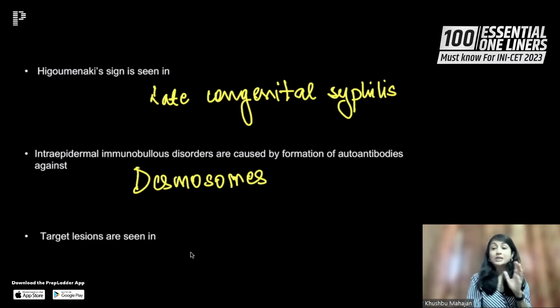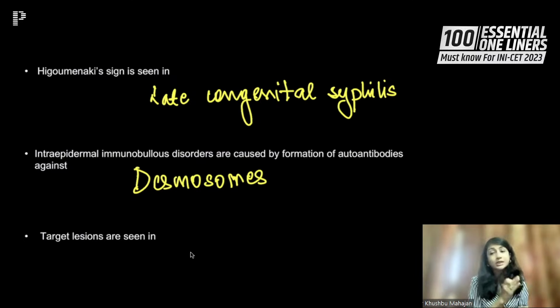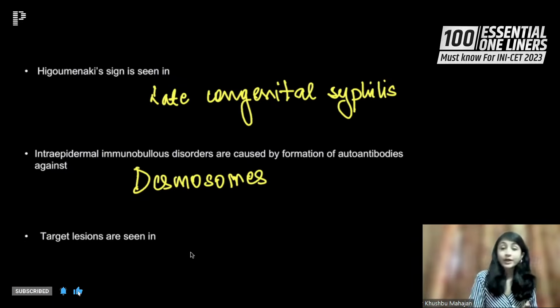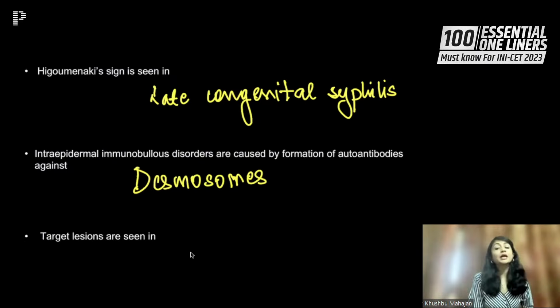If I asked you specifically for pemphigus, it would be desmoglein 1 and 3. If I asked you for IgA pemphigus, it would be desmocollin. If I asked you for paraneoplastic pemphigus, it would be desmoplakin. But if I have asked you in general, it would be desmosome, right? Target lesions are seen in.